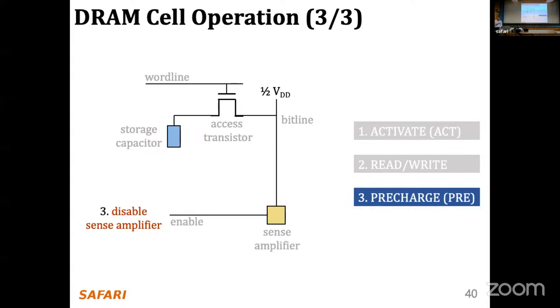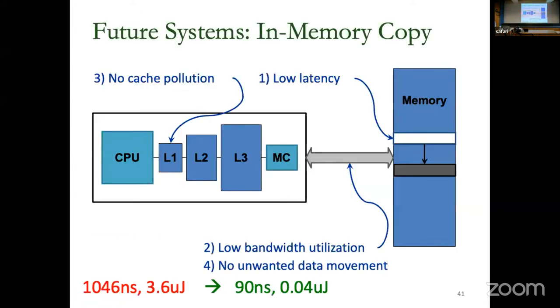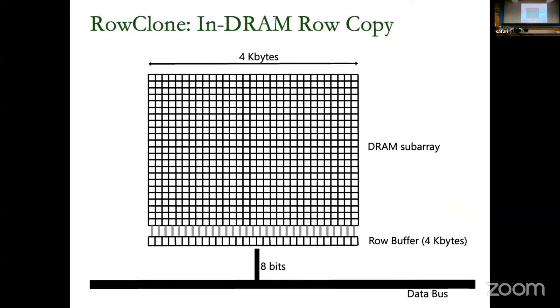So you're going to build on this to do that particular computation that I talked about before. The main idea here is that I have an activate and then I have a precharge, right? And if I want to issue a request to a different row, I'm going to send another activate and another precharge. The main idea here is that I'm not going to issue that middle precharge. I'm going to activate a row, and then after activating that row, I'm going to send another activation to a different row. And this is going to force the data to be copied from one row to another through the bit line.